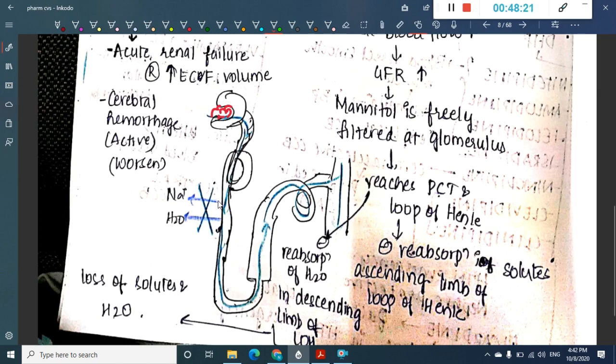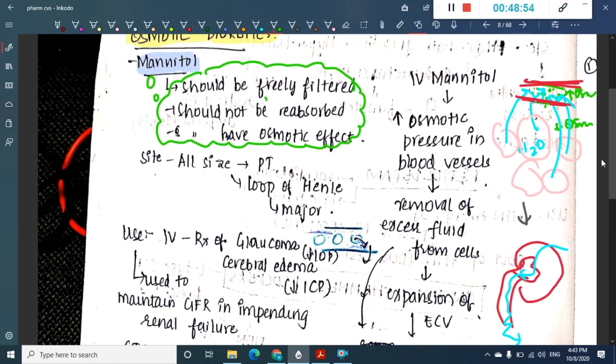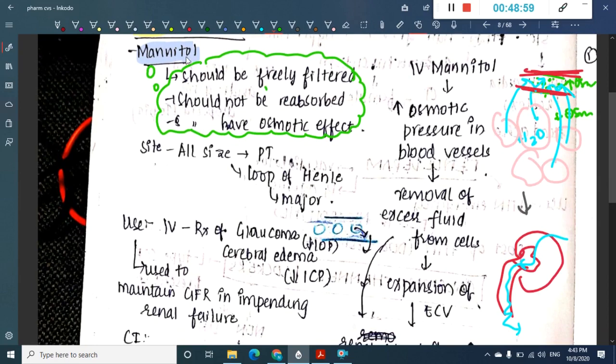Normally, 80 to 90% of solutes and water are reabsorbed by the PCT. But because of the presence of mannitol, which is an osmotic agent, the water is not allowed to get reabsorbed, and as a result the whole water will get excreted in the form of urine along with the mannitol. That is osmotic diuresis. Because of the osmotic pressure property, the water gets lost along with the osmotic agent in the urine.